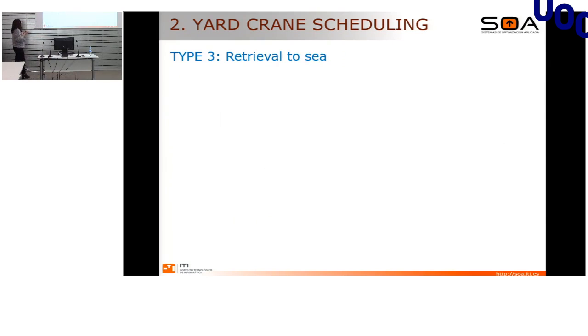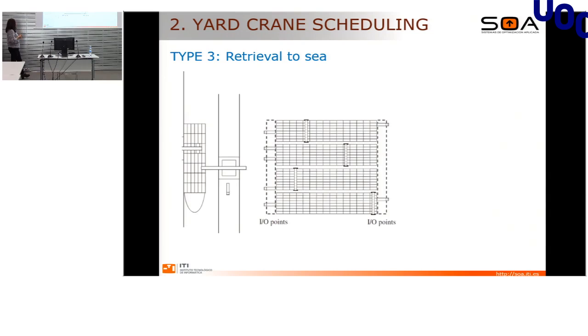Type 3 is retrieval to sea. It's the opposite operation. In this case, the crane has to go to the position where the container is, and the container is moving to the input-output, and from the input-output to the quay crane and to the vessel. So in this case, we have a due date because the vessel has an arrival time and a due date to go out from the port.